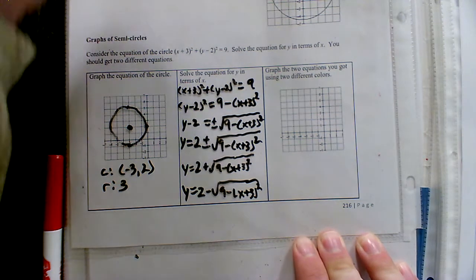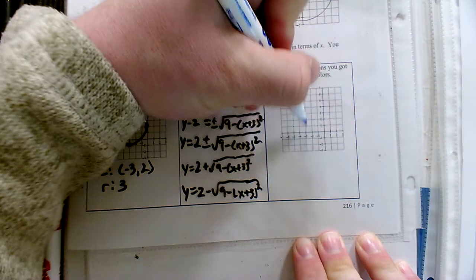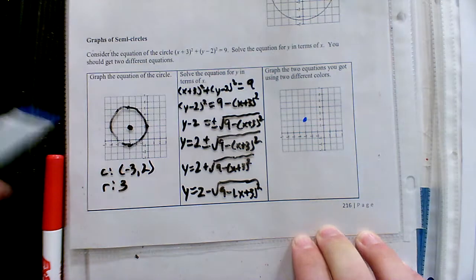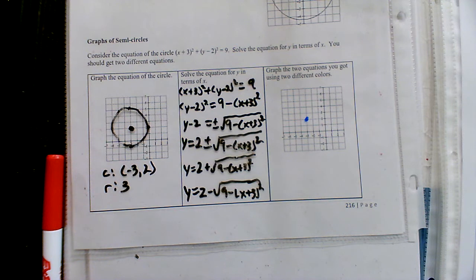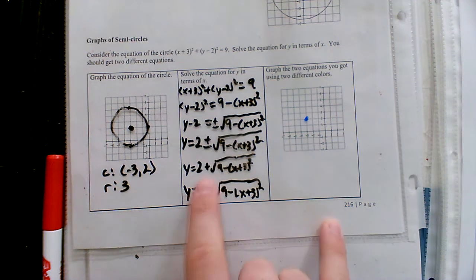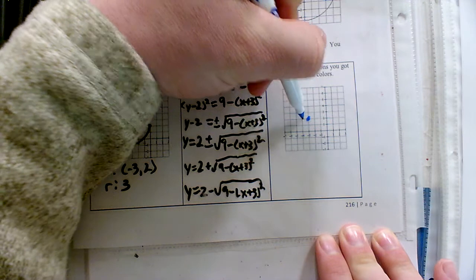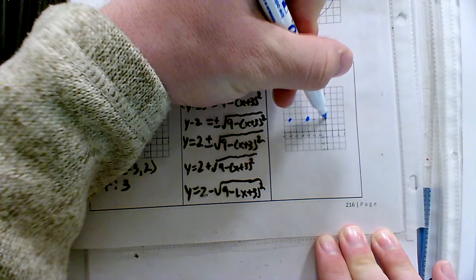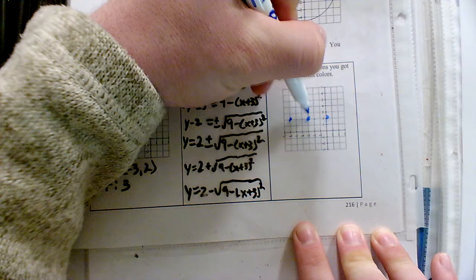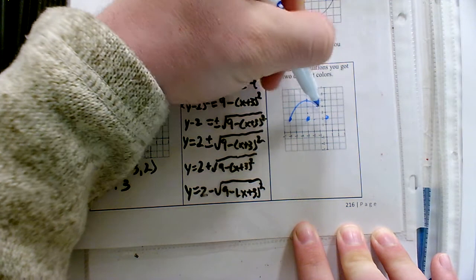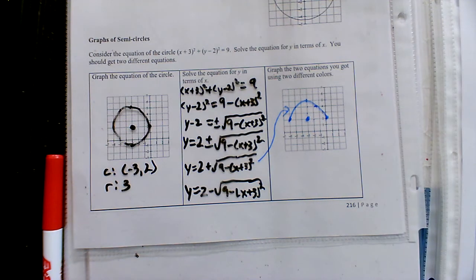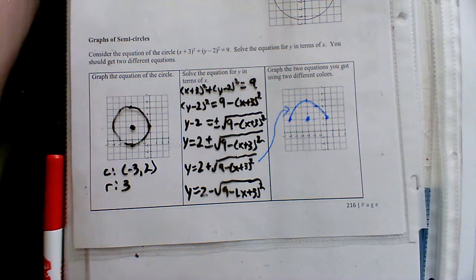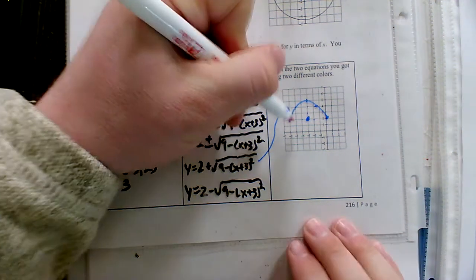So we still have the same center. That's at the -3, +2. Because we're representing this circle over here, but we're representing this original one with two different equations. So the 2 plus, that's going to be the positive part of the circle. So 1, 2, 3, we still have the same radius. But that equation represents the top of the circle, so that's a semicircle. And the 2 minus part will represent the bottom.